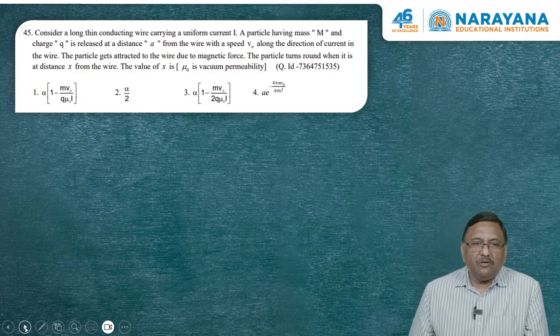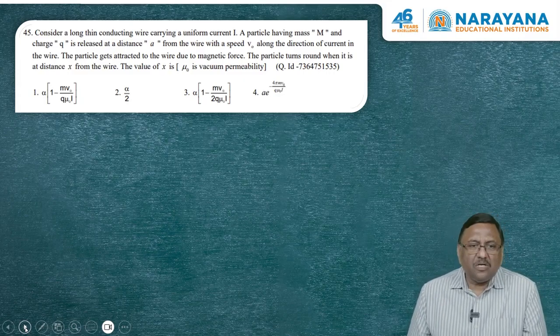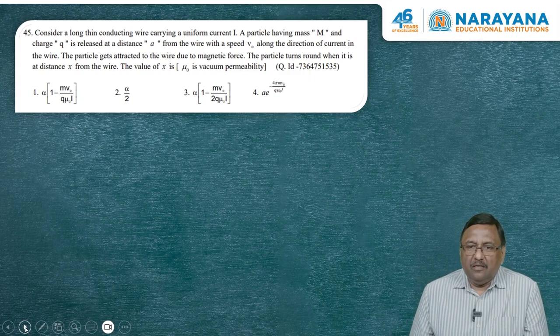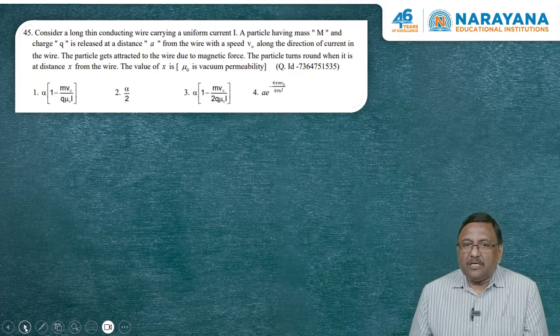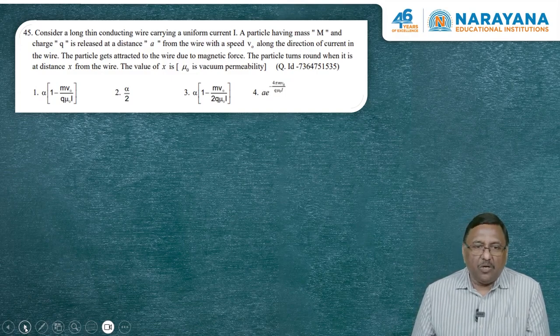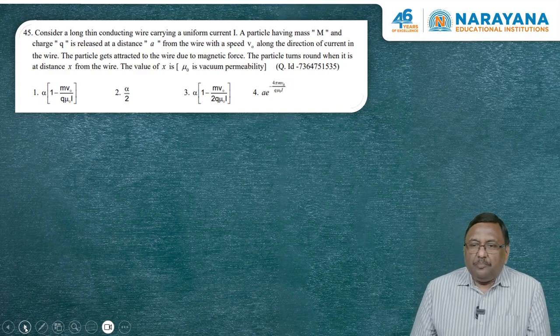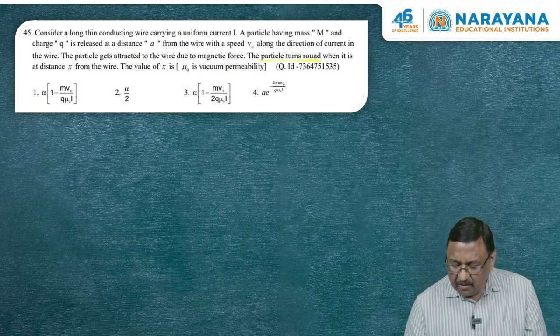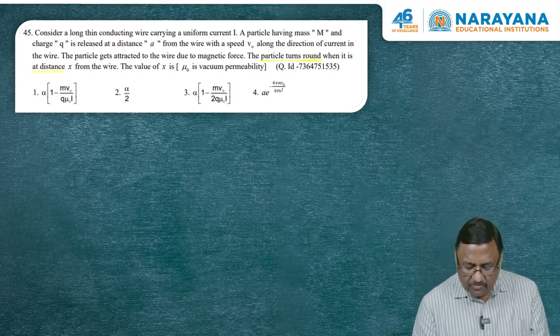Let us come to question number 45. Consider a long, thin conducting wire carrying a uniform current I. A particle having mass m and charge q is released at a distance a from the wire with a speed v0 along the direction of current in the wire. The particle gets attracted to the wire due to the magnetic force, very obvious. The particle turns around when it is at a distance x from the wire.